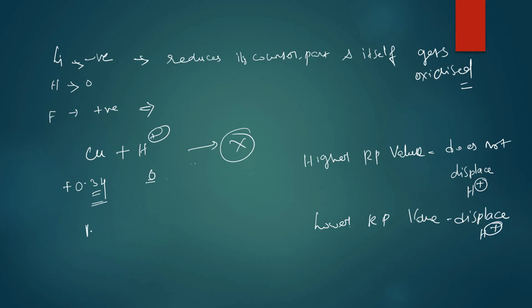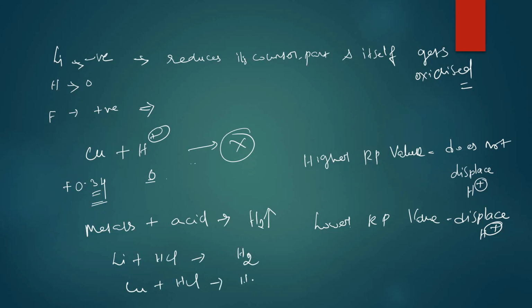We know that metals plus acid liberates hydrogen. We will read it in our 10th standard itself, right? So lithium plus HCl gives H2. Whether copper plus HCl gives H2? No, not possible. This is also a metal, but this metal does not liberate hydrogen because of what?